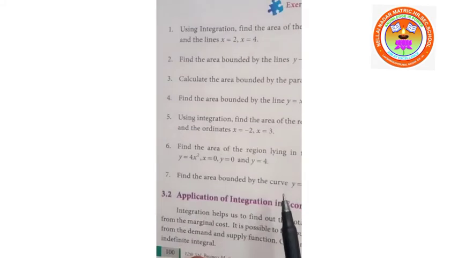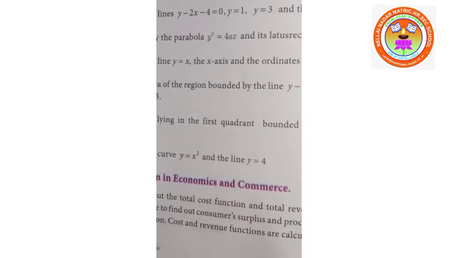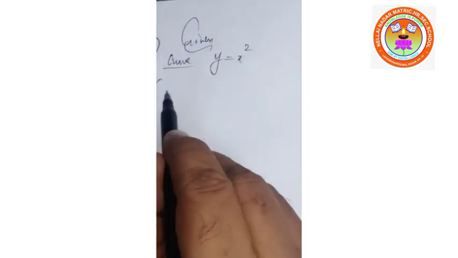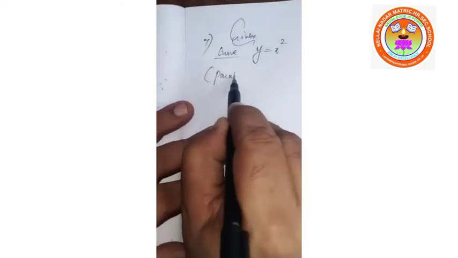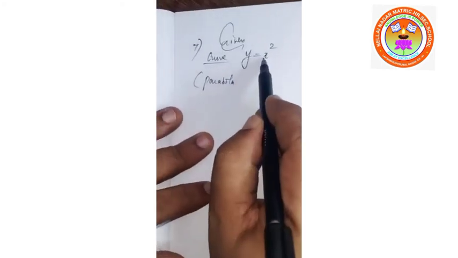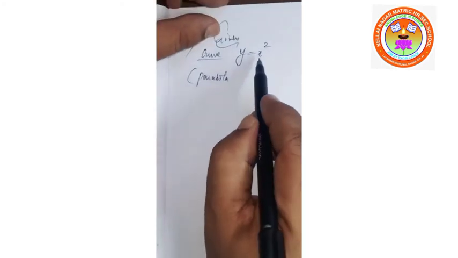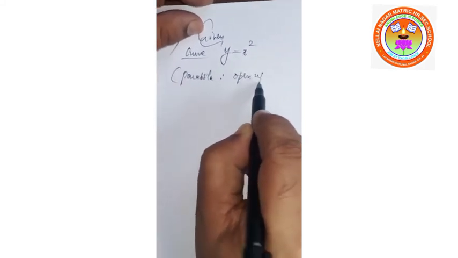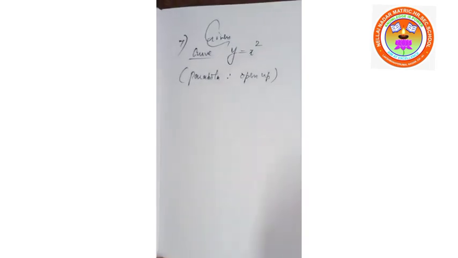Chapter number 3, continuation of exercise 3.1, last problem. Find the area bounded by the curve y equals x squared and the line y equals 4. The curve y equals x squared is a parabola. x squared equals 4ay, that is an upward-opening parabola. This is very similar to the previous problem, problem number 6.